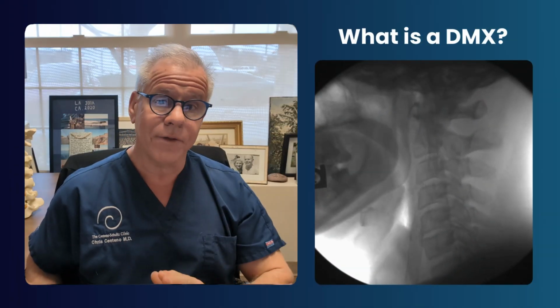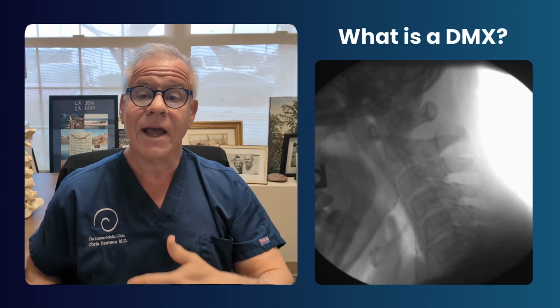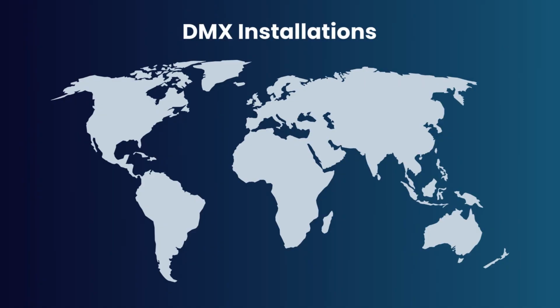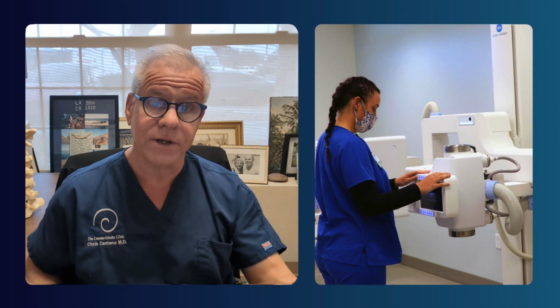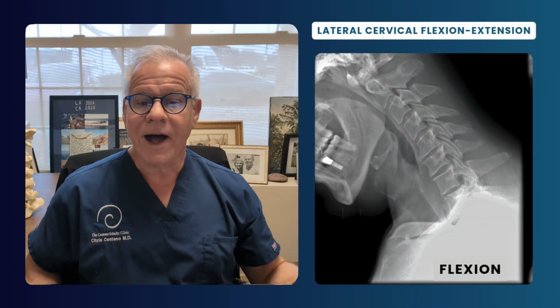DMX is a great tool. It uses real-time fluoroscopy to measure real-life movement, and that can help us check for instability. The problem is, while it's pretty available in the United States, it's unavailable in Europe, and there's only one site that I know of in Canada. So this video is going to go through instructions, whether it's for a patient or an imaging center, on how to use X-ray or DDR in place of DMX in looking for the diagnosis of craniocervical instability so that it meets our strict criteria. We need the following views.